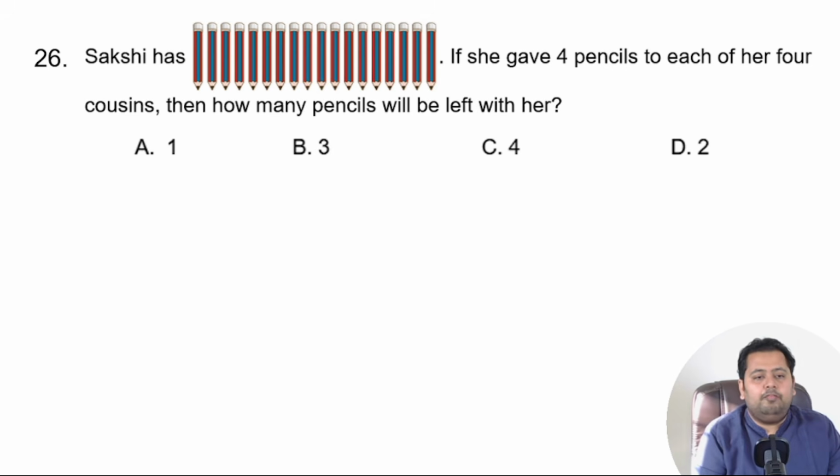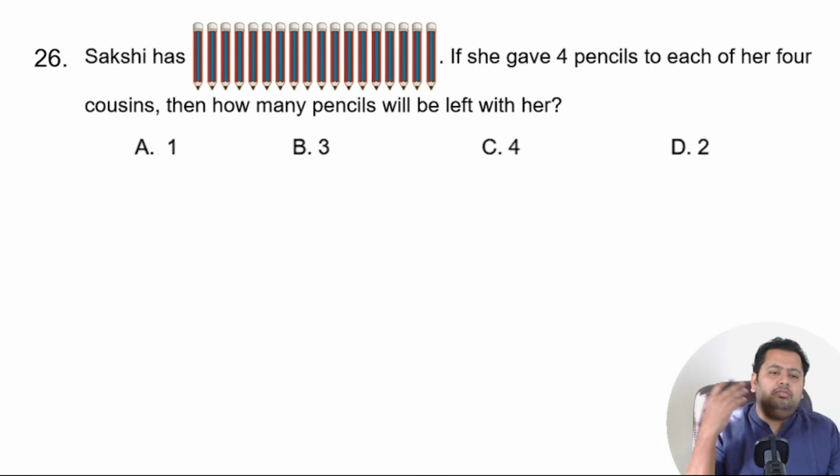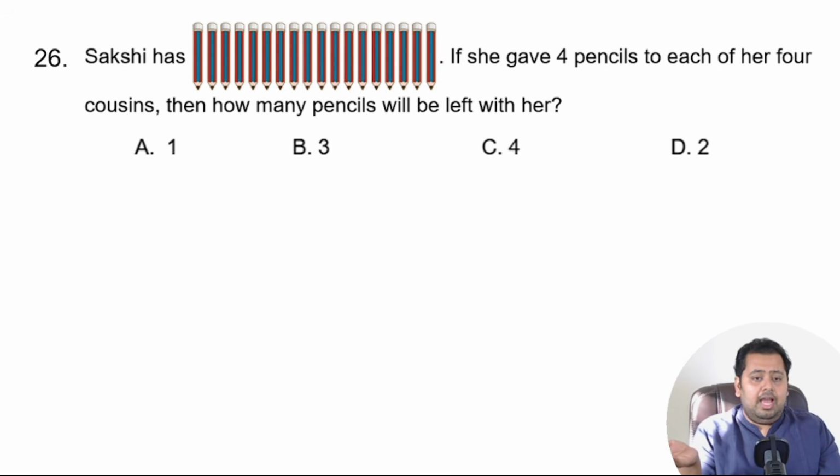Sakshi has some number of pencils with her. If she gave 4 pencils to each of her 4 cousins, then how many pencils will be left with her? So you have to count the number of pencils Sakshi has, and then you have to find out the number of pencils Sakshi actually gives to her cousins. Then just subtract that number from the number of pencils that Sakshi had initially, and you will get the answer. Pause the video for some time, solve it, and then we will meet on the other side.